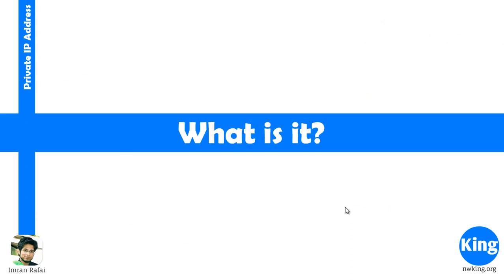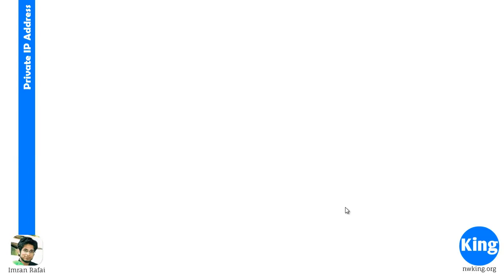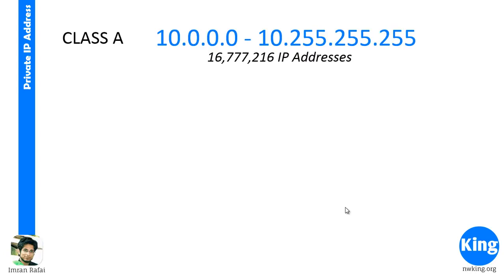Now to understand subnetting, we need to talk a little bit about IP addresses. There are 2 types of IP addresses. You have the private IP addresses and you have the public IP addresses. What is a private IP address? Private IP addresses are addresses in this range. For class A, we have 10.0.0.0 to 10.255.255.255.